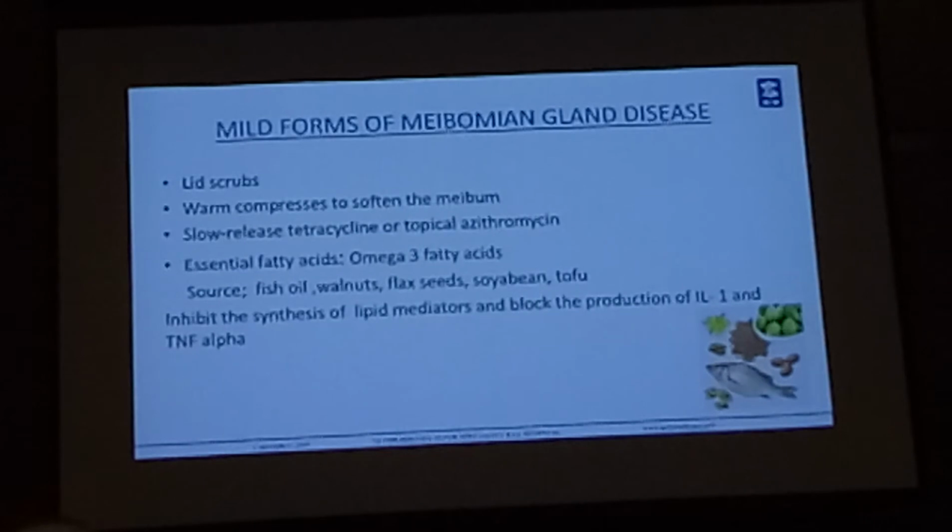Milder forms of meibomian gland disease can be treated with lid scrubs, warm compresses to soften the meibum, slow-release tetracycline or topical azithromycin. You can also prescribe essential fatty acids like omega-3 fatty acids.